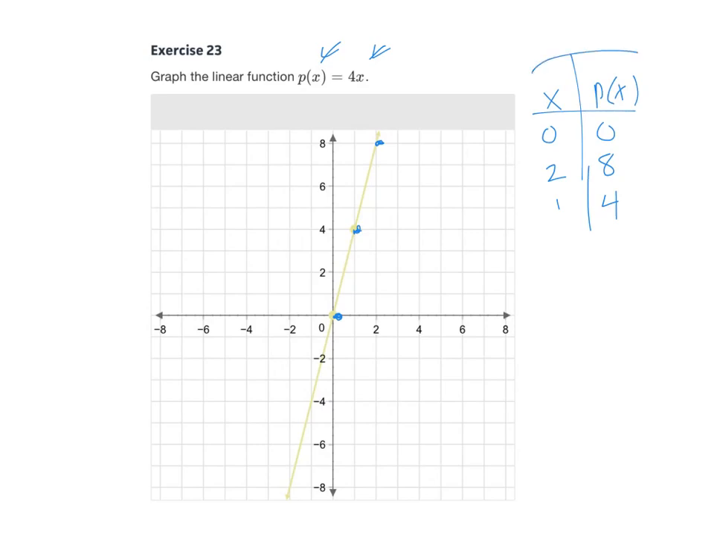Now, whenever you do an input-output, I want you to do 3 points. Okay? But if you wanted to do more, you could. Negative 1 would be 4 times negative 1, which would be negative 4. Right? Okay, so there, draw the line, and we would be done with exercise 23.